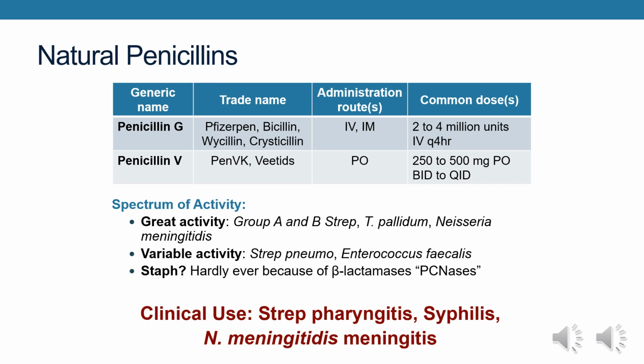First up, we have our natural penicillins, which includes penicillin G and penicillin V. Pen G is only available IV and IM, and it's dosed in million units, while Pen V is taken orally and is dosed in milligrams. Penicillins have great strep coverage, but they also cover some other bugs really well, like Treponema pallidum, which is better known for causing syphilis, and also Neisseria meningitidis. It has variable activity against strep pneumo and enterococcus, meaning that you really shouldn't use it empirically with those organisms. And as far as staph goes, it's hardly ever effective because staph quickly develops resistance against these penicillins.